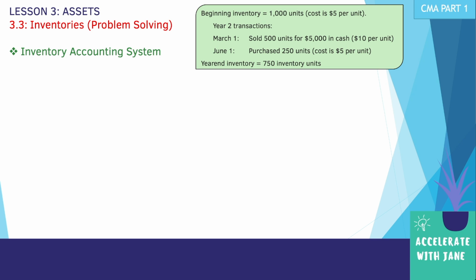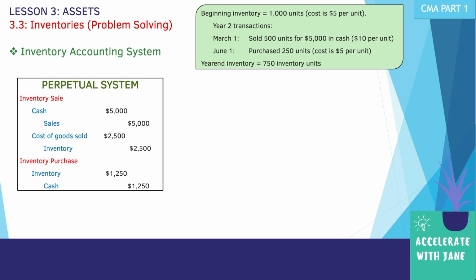So, if we are gonna do the math, 1,000 units of inventory, beginning inventory, we deduct 500 units for the inventory items sold on March 1, and then we add 250 units for inventory purchases in June 1. Therefore, our year-end inventory is 750 units. Okay, so let's see the accounting entries under the two systems. Okay, so under perpetual inventory system, for the March 1 transaction, the company sold 500 units. Okay, so it is $5,000 US dollars in cash.